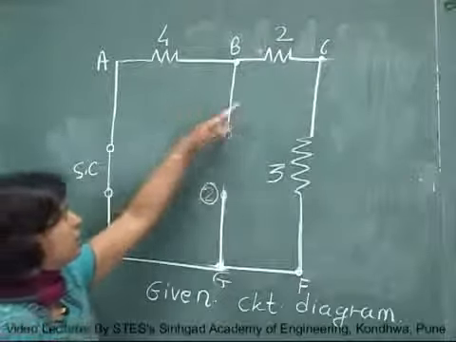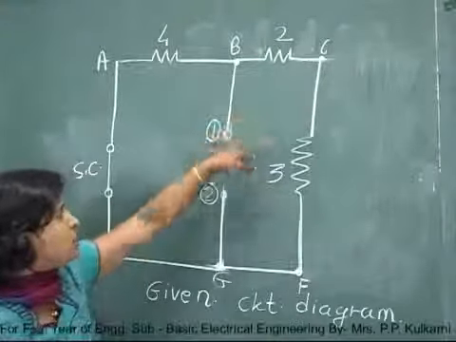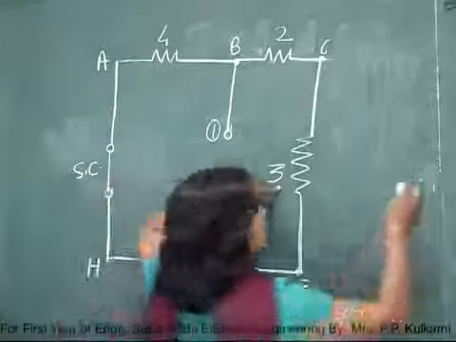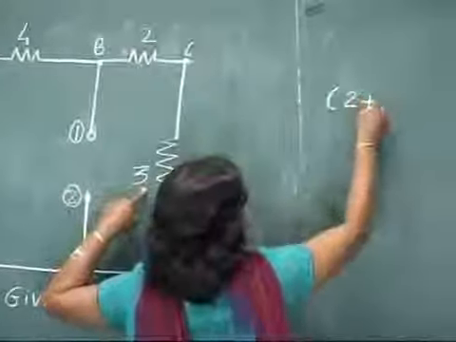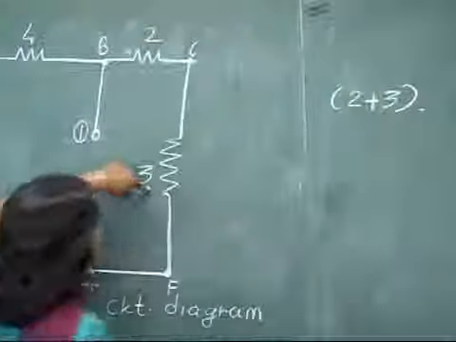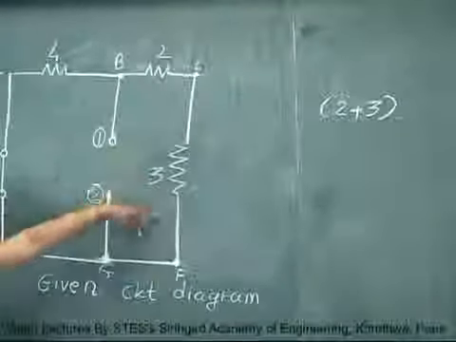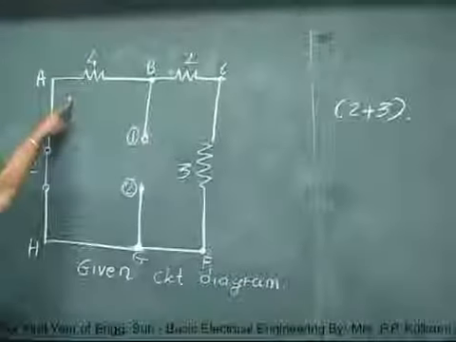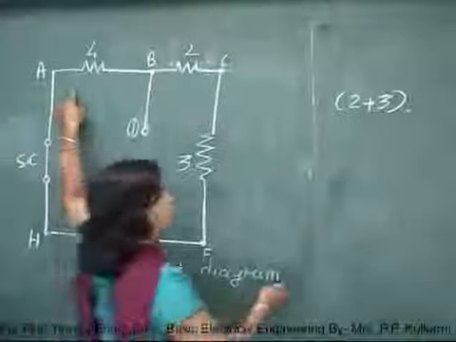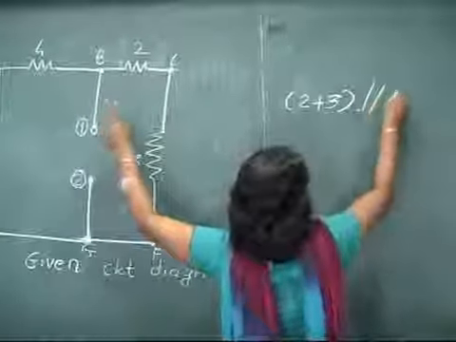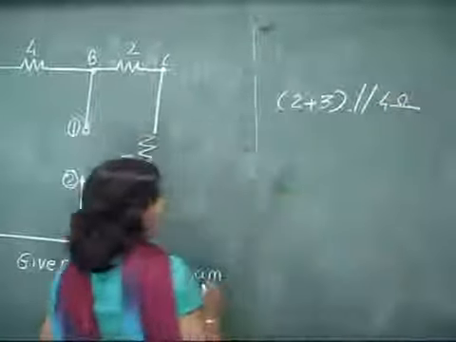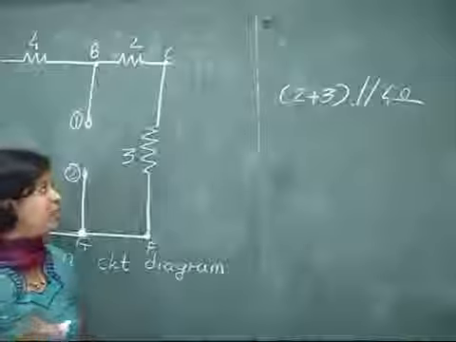Now see, in this network, these two resistances are in series, so the equivalent of these two is 2 plus 3. Then this series combination is in parallel with this 4 ohm resistance. So I can write the equivalent resistance as 2 plus 3 in parallel with the 4 ohm resistance.